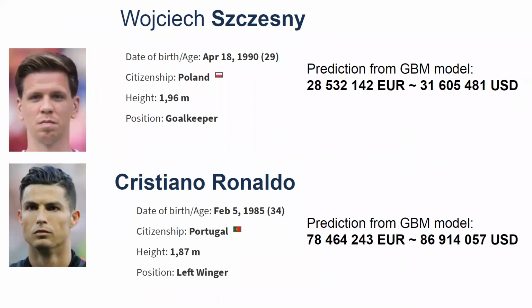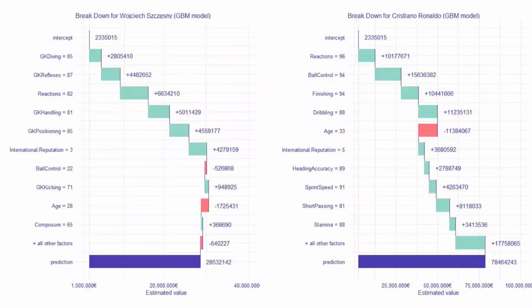And we can also look at Szczęsny. As a goalkeeper, other features were more important for him, like goalkeeper diving or goalkeeper reflexes, also reactions. But he's also quite old as a football player, and he doesn't have such good ball control, so that also decreased his prediction.